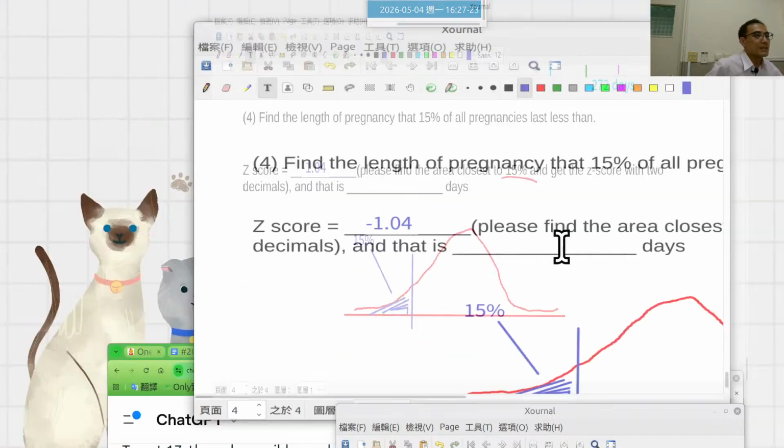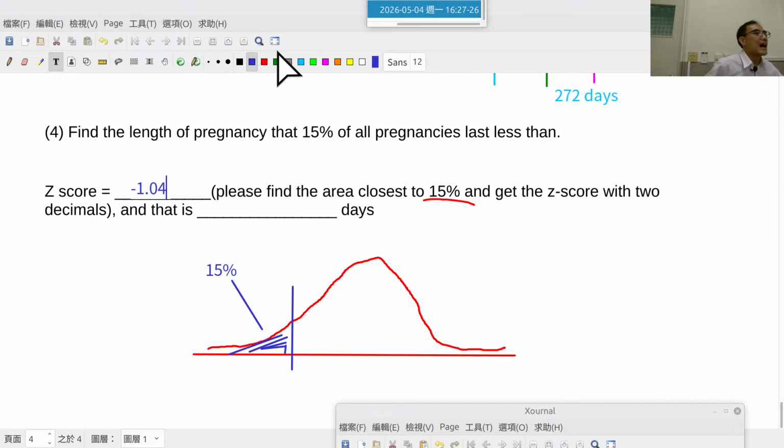It means it is on the left side of the center. And the distance here is 1.04 standard deviations away from the center. We say distance here can be positive. Positive 1.04 away from the center. But the location is here. We say minus 1.04. And now, how about the z-score? Can we reverse it, calculate the days?